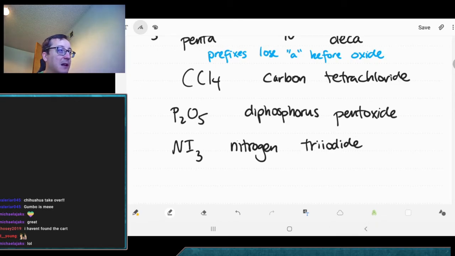However, we can have multiple I's in a row. That's not a problem. It's just A before O we don't do for some reason. So the oxide, we drop the A if it's part of the prefix. Let's do a couple on the other side.